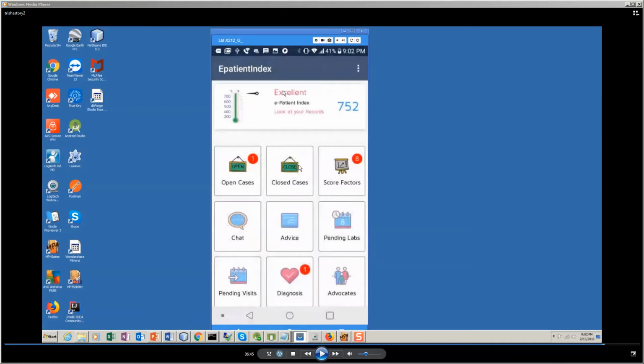She's going to mark her diagnosis as wrong, providing that statistic to future patients. And that's why you see here that her score is 752. Excellent.